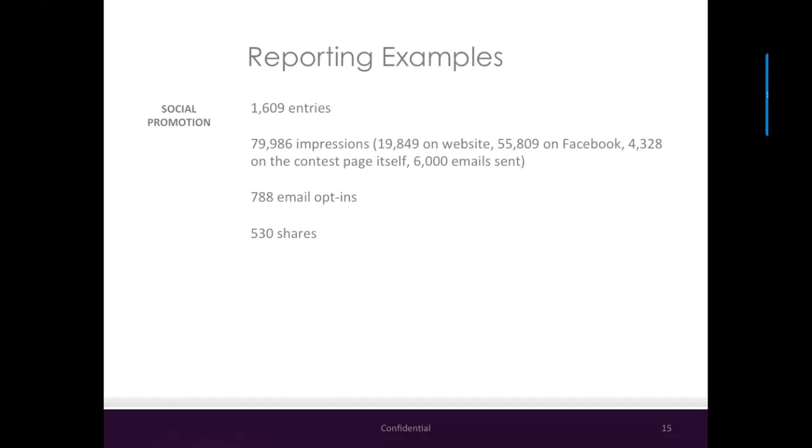We had 80,000 impressions. And I usually include the breakdown of where they show that our effort wasn't just on Facebook or just on email or just on the contest page or the emails sent. It comes from a variety of different sources. The things that are actually most interesting to me when I send this report are the number of email opt-ins, right?